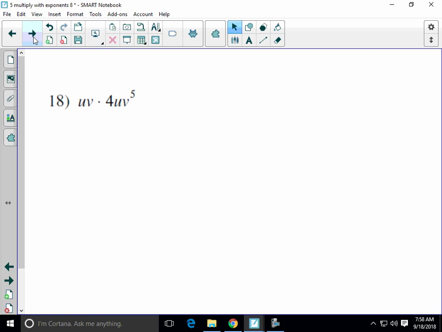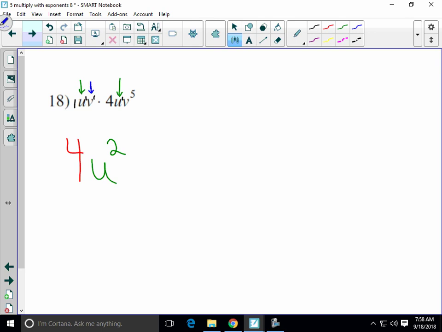Okay, let's look at two more. There are all ones as my coefficients and these exponents. And so for my coefficients, the numbers in front, 1 times 4 is 4. For the u's, I have u to the first times u to the first. Add those exponents to get u to the second. And for the v, I have v to the first, v to the fifth. 1 plus 5, that should be v to the sixth.